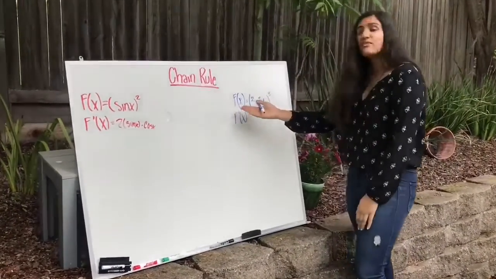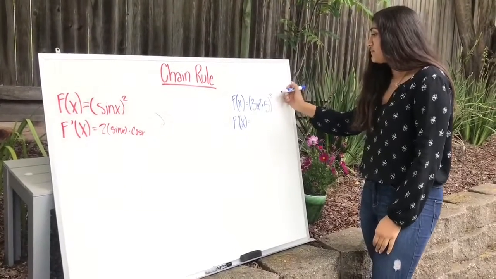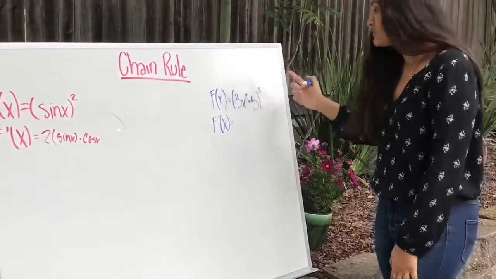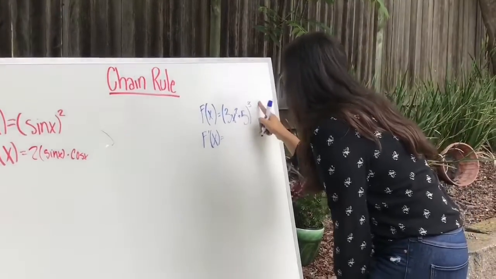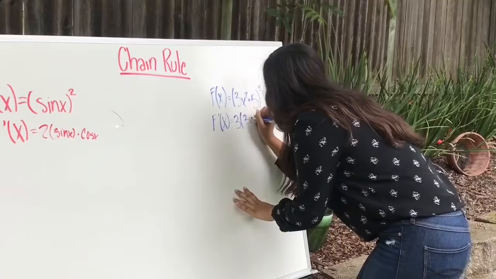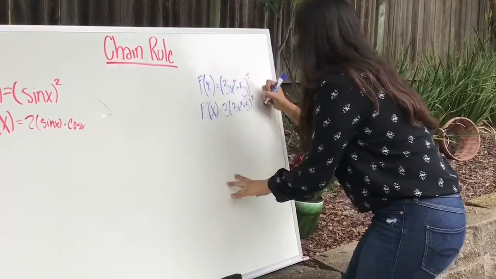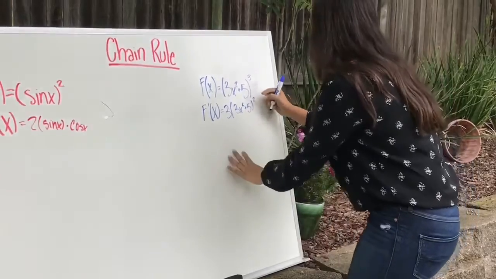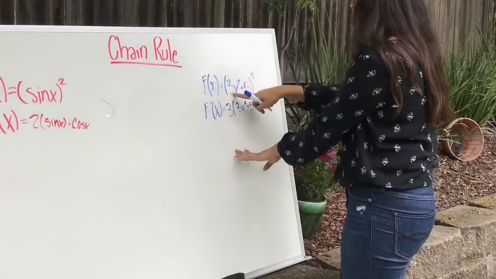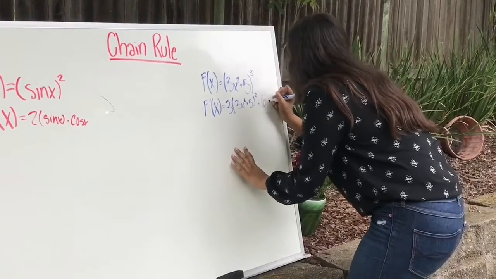So here we have f of x equals 3x squared plus 5 raised to the 3rd power. Now we will implement the chain rule. So we find that this 3 comes down, so it would be 3x squared plus 5 to the 2nd power using the power rule. And we would multiply that by the derivative of the inside function, 3x squared plus 5. And we find the derivative of that to be 6x.